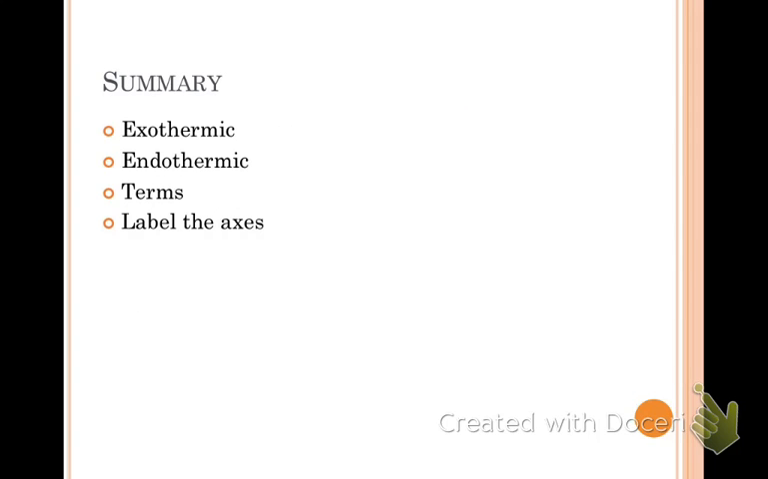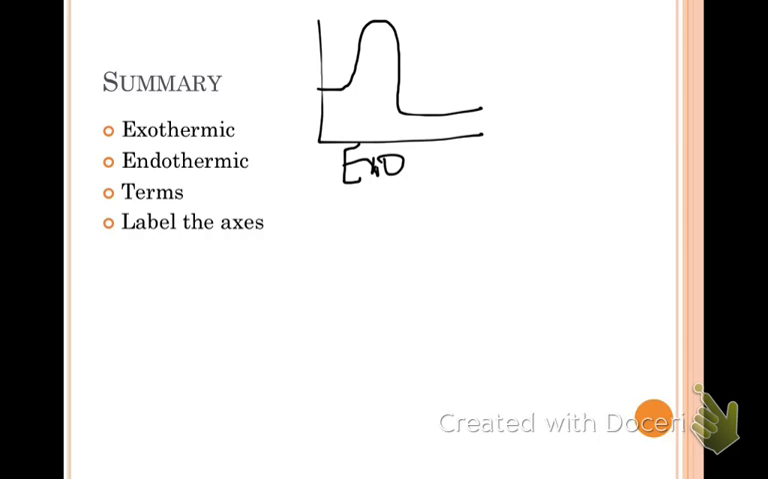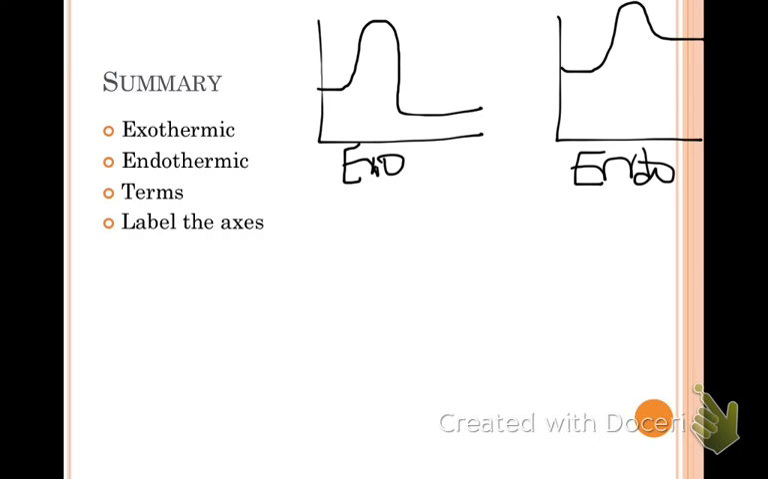Okay? So to summarize, an exothermic reaction versus an endothermic reaction. With the exothermic reaction, that potential energy diagram, I'll do a quick little sketch here. This is your exothermic versus your endothermic. Look for where your products end versus your reactants. If your products end lower than the reactants, it's exothermic. If your products end higher than the reactants, it's an endothermic reaction. Make sure you remember all the terms and how to label them, and don't forget to label your axes.